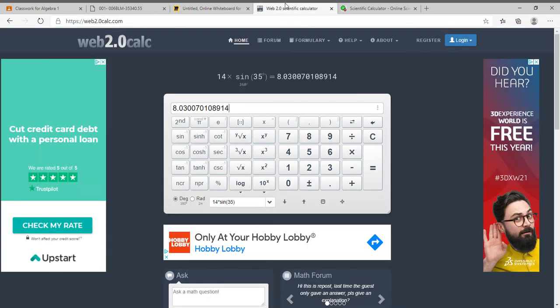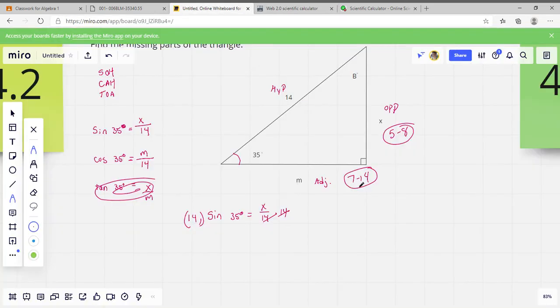And what did we get? We got 8.03 for x. And that's going to be this one. Yep, 5 and 8. Yep, so this one is 8.03. So we'll put our answers over here. X equals 8.03.